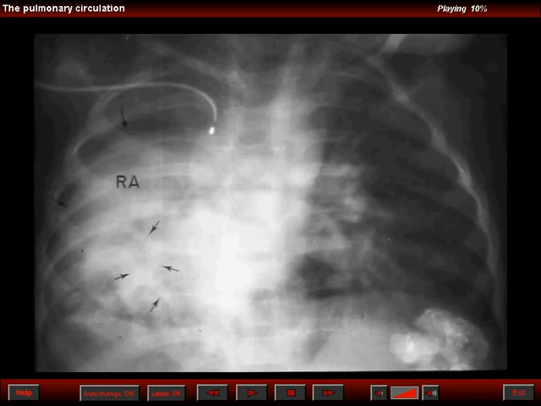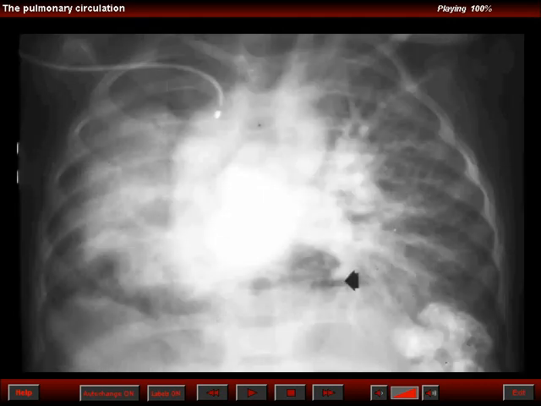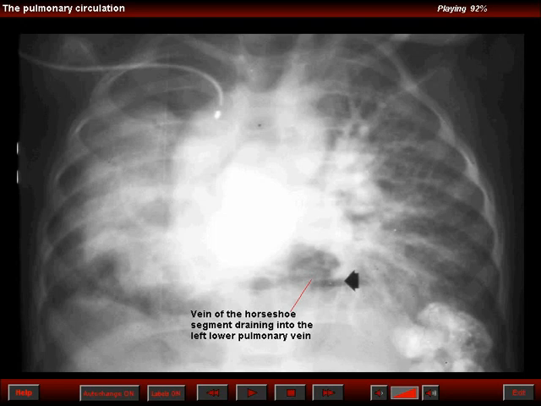We note in this late phase of an angiographic examination the presence of pulmonary veins. Some of these veins drain in the left atrium, some may drain into the right atrium. In this other image of an angiogram, we note that the left atrium receives the left pulmonary vein, but there is a pulmonary vein that comes from the horseshoe segment that drains into a left lower pulmonary vein.